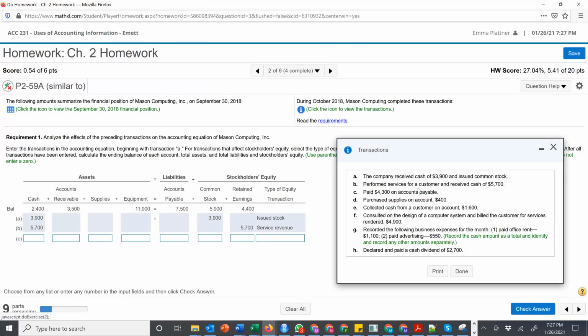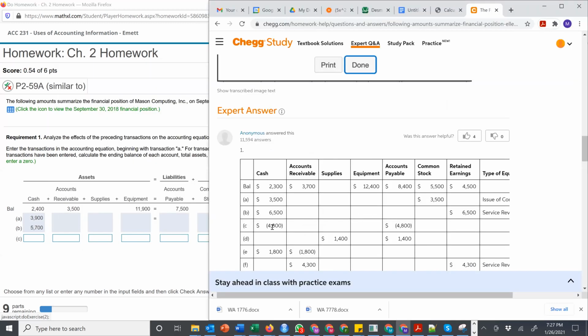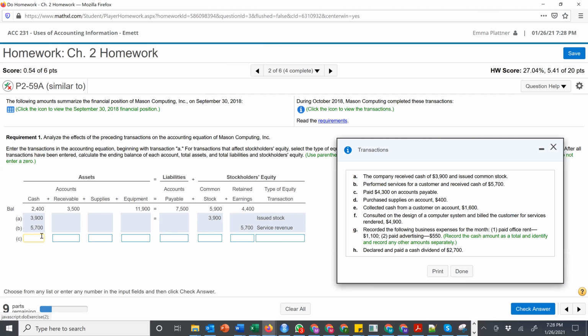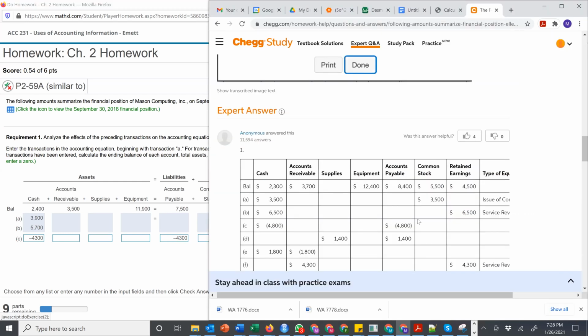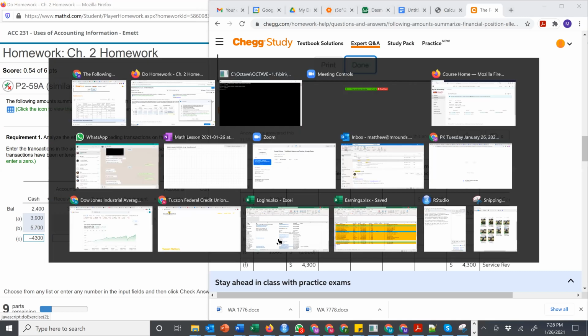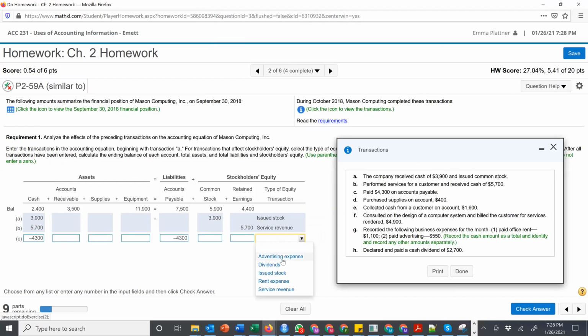All right, so you paid $4,300 on accounts payable. So these parentheses mean it's negative. I'm surprised that's the way it goes, but we'll just try it. Minus 4,300 and minus 4,300. And then our reason is, yeah, type of equity. I don't know what goes here.